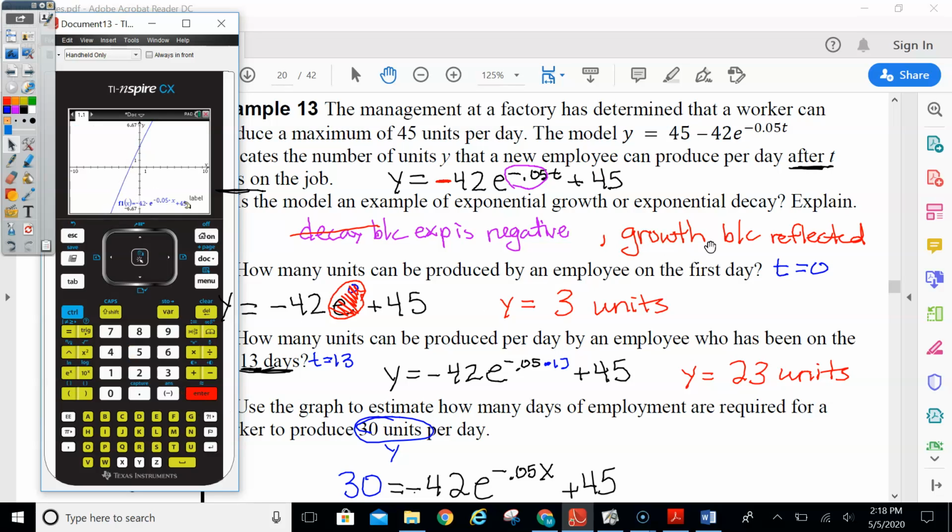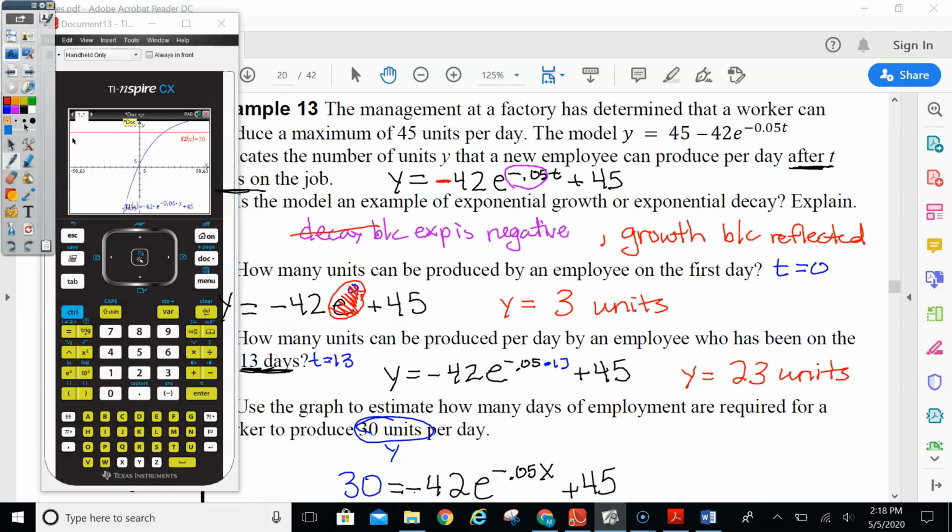So this is why it's growth, because it's increasing. Even though it's going to end up flattening out, it's still increasing from left to right. The decay is because of the exponent, but then I reflect it to make it growth. Okay, and I want to know, when is that equal to 30? Now this one I should be able to drag fairly easily. There we go, to get the intersection.